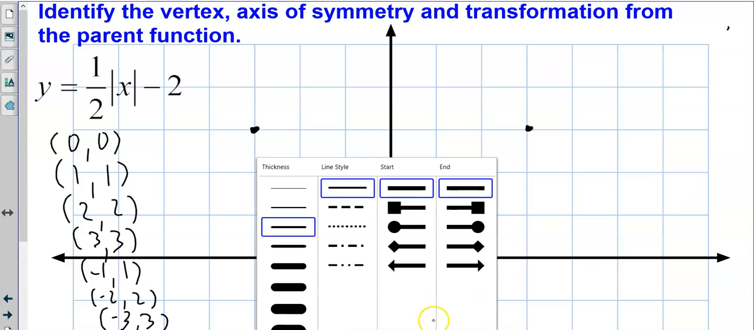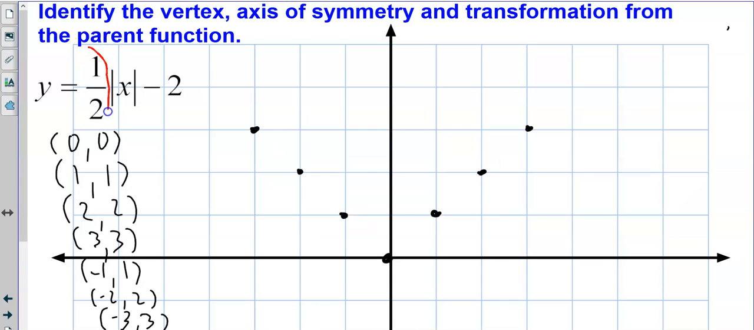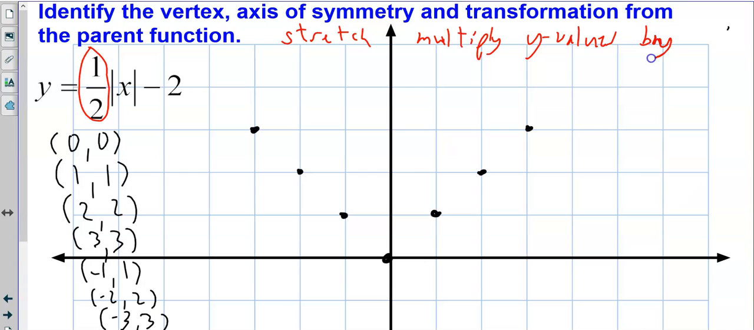And what this 1/2 does at the beginning is called the vertical stretch. It's vertically stretching it, so the y values are being affected. All the y values are being multiplied by 1/2 in this case. So for a stretch or a shrink, you multiply all the y values of the original parent function by a, whatever a is. In this case, a is 1/2.